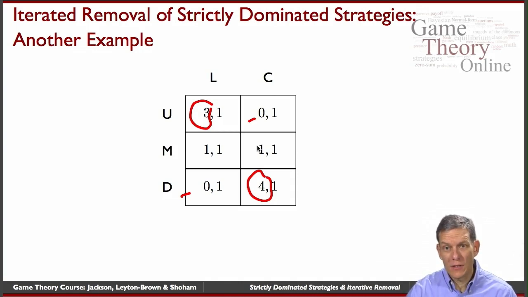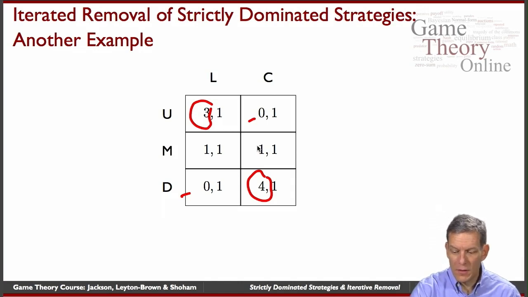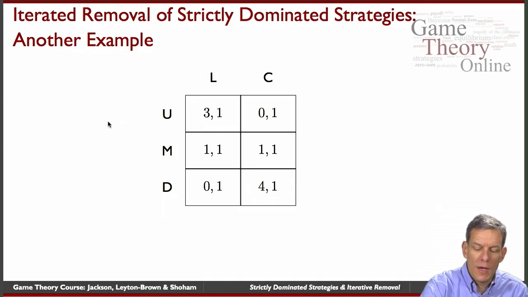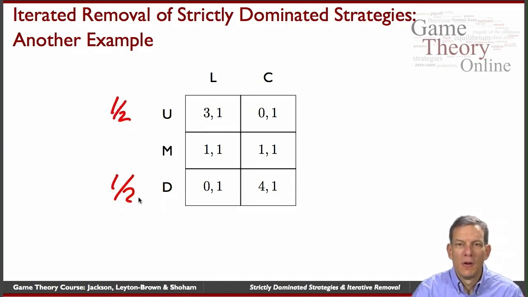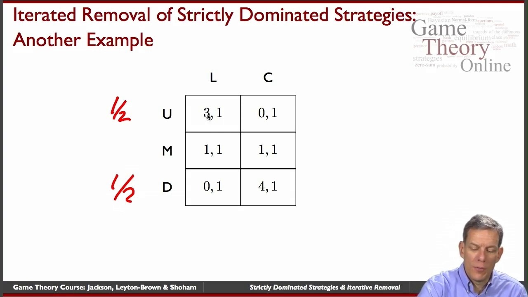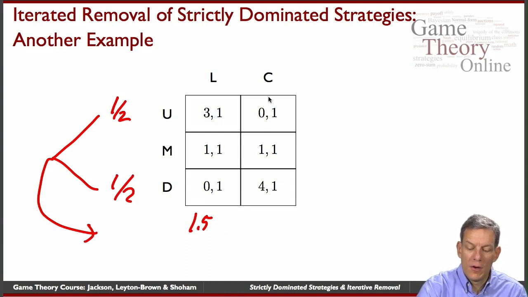But if players are willing to randomize, one thing to notice in this game is that, let's suppose that you played a half on up and a half on down. What would your expected payoff be? So if the other player went left and you're playing half up, half down, you'd get a payoff of 1.5. If you were doing this and the other player was playing C, you would get a half of 0 and a half of 4. You would get 2.